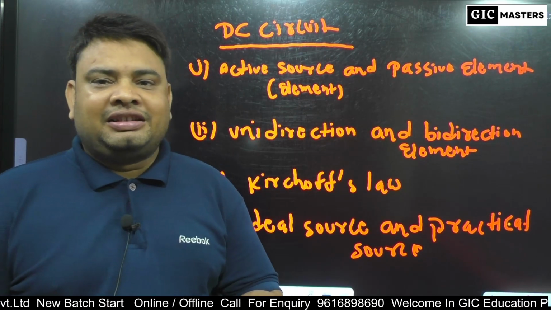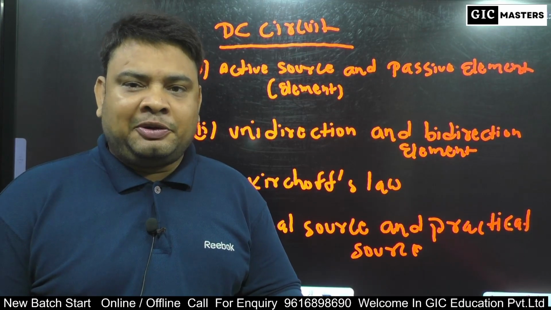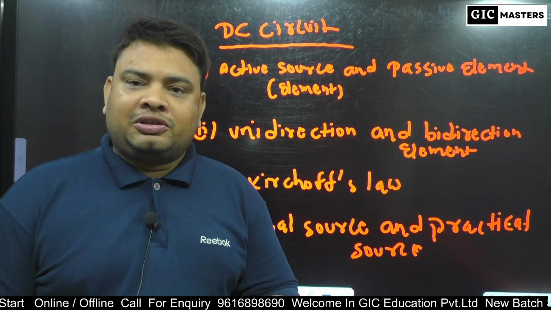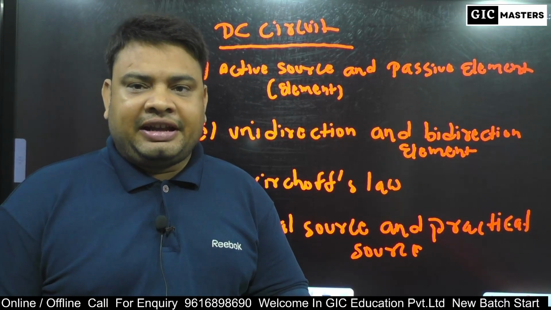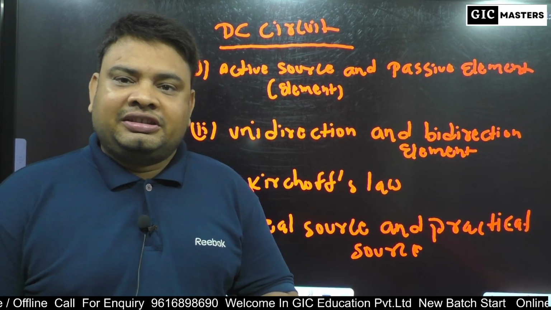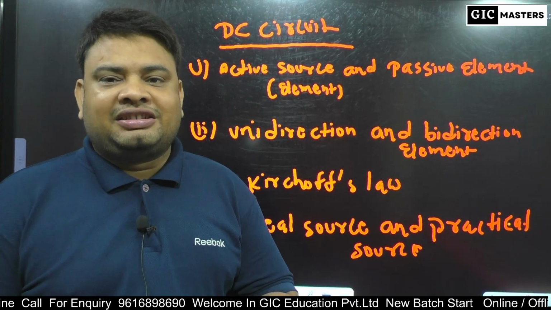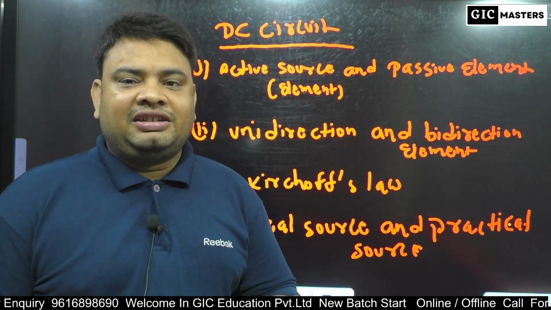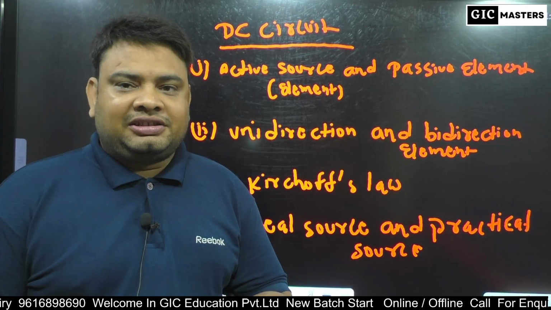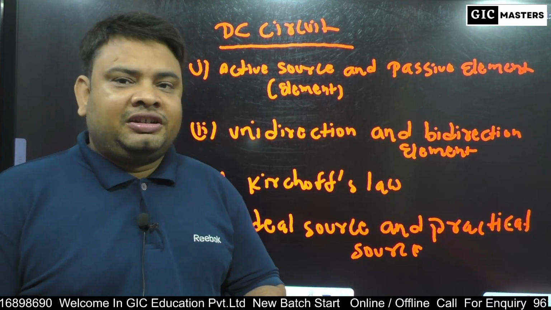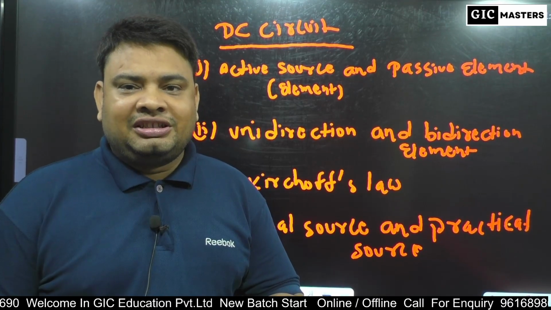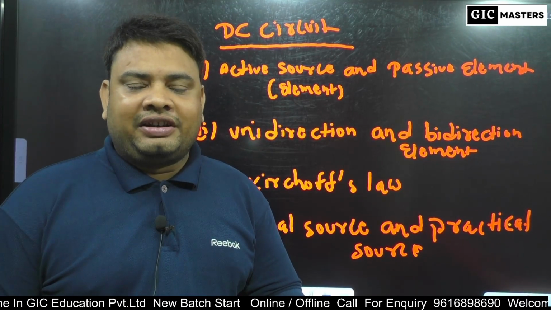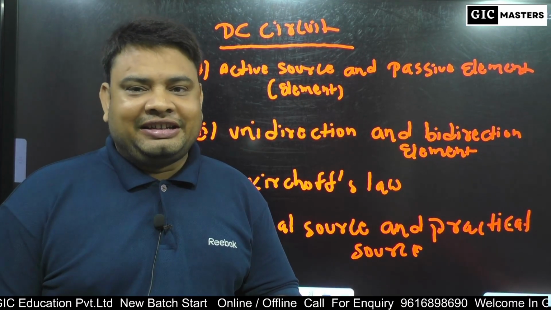Example of unidirectional element is diode. In a diode, flow of current is possible in only one direction. Second example of unidirectional element is transistor. Transistor also allows flow of current only in one direction. But resistor, inductor, and capacitor are bidirectional elements that allow the flow of current in both directions.